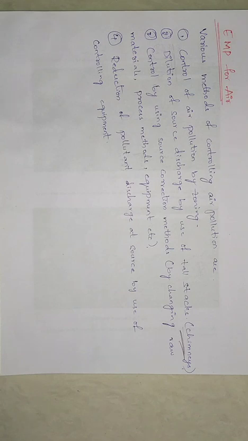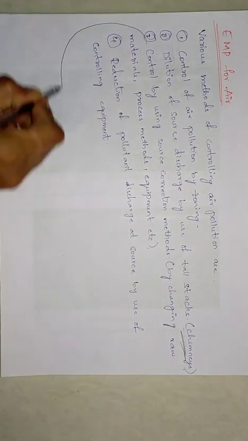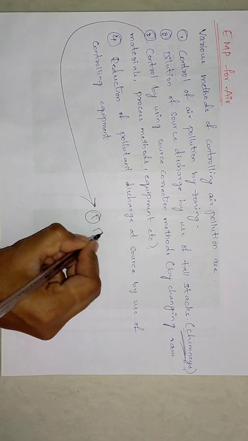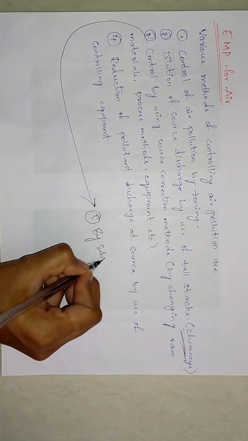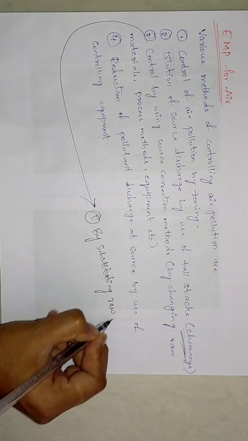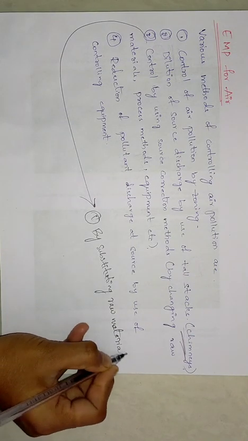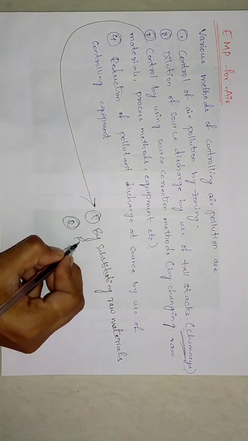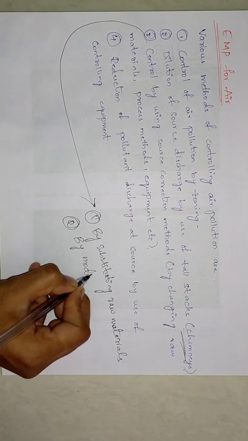Now, control by using source correction methods. We have different types here: by substituting the raw materials, by modifying the process, by modifying or replacing the equipment, or by changing the operation. We have four different methods here. The first one is by substituting raw materials. The second one is by modifying the process.